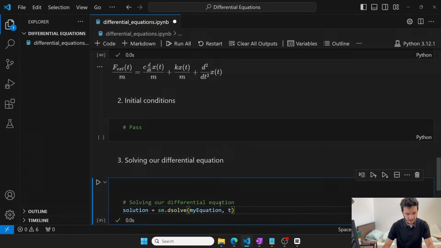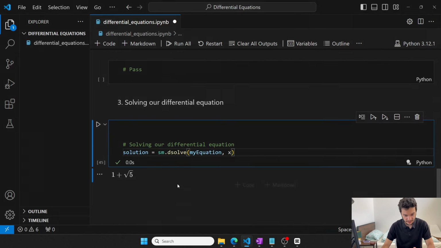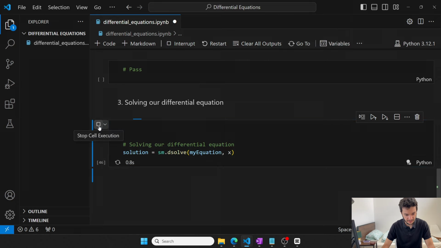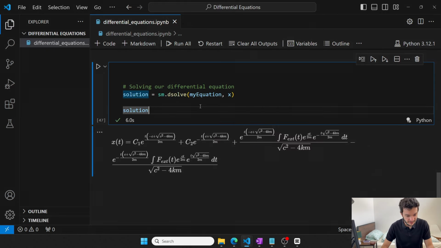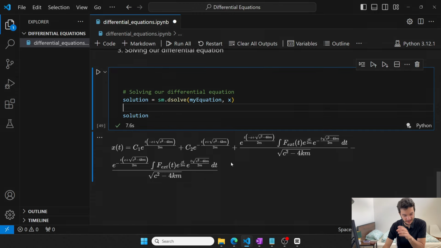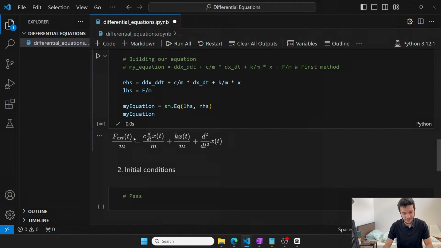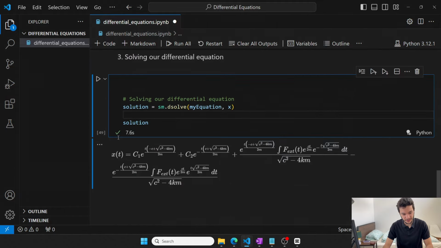Okay, so if I specify here that I want to solve it for x, and I run this code, you get our solution. If I print my solution now, you'll see that it is very weird. Here you have C1, all of this, then the integral and all. This is another problem I forgot to specify, because here we are using generic external forces. This is why we get this weird result.